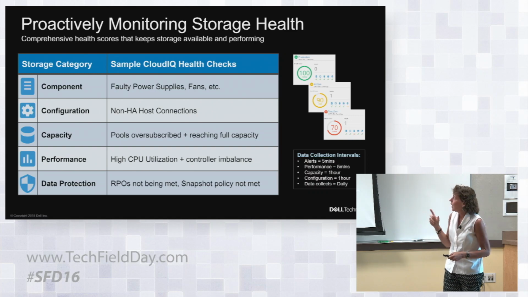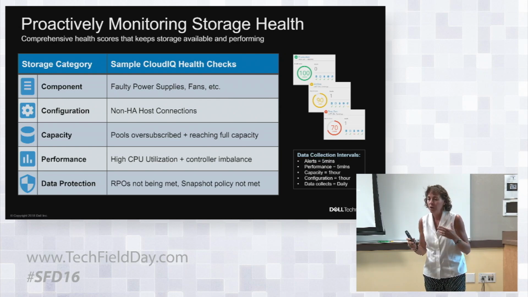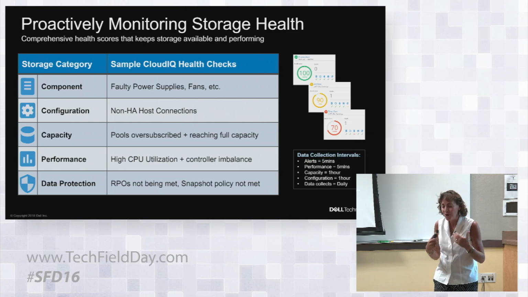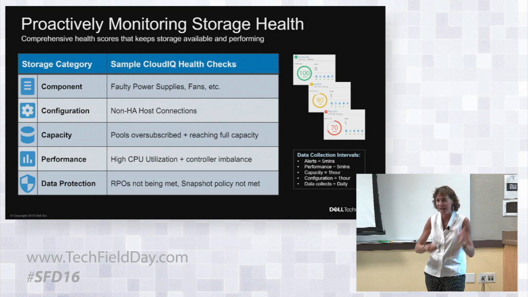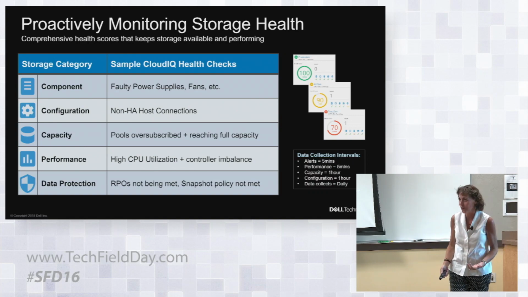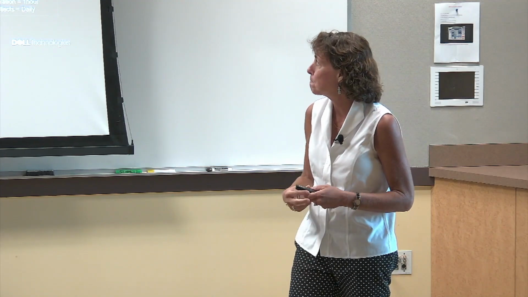So for instance, the health check for non-HA connections, we know that almost universally, hosts get properly zoned and HA connected and everything's great. And somewhere down the line, something happens and they're no longer HA. And the only way you find out about the fact that it only has a single path is when that path goes away. So that's another example of the proactive health. So we are now proactively checking on an hourly basis to see if there's any hosts that have lost their HA connectivity. So that's the kind of proactive health, the kind of fitness tracker that we're looking to provide with CloudIQ. So questions?